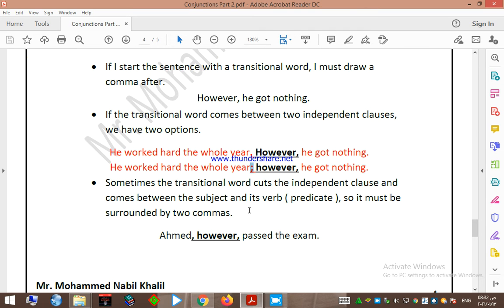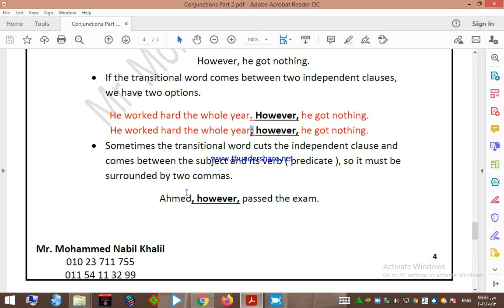Sometimes the transitional word cuts the independent clause and comes between the subject and its verb, the predicate. So it must be surrounded by two commas. Like "Ahmed passed the exam." I put "however," the transitional word, between the subject and its predicate, its verb. So I must put two commas.